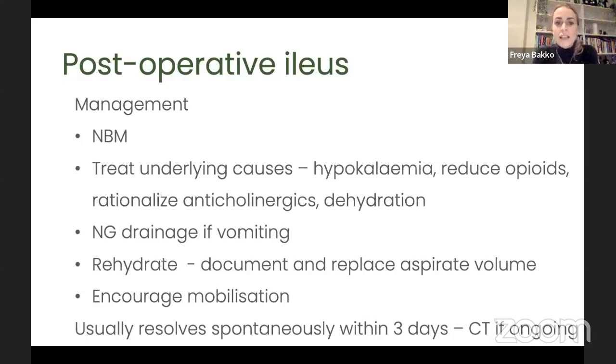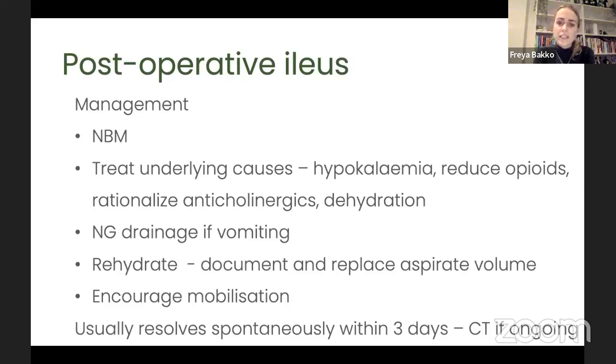Other drugs such as anticholinergics, oxybutynin, Buscopan, those sort of drugs can cause ileus. They can also cause urinary retention, and it's quite important to not just use them willy-nilly post-operatively. And if you have a patient experiencing ileus, try and rationalize these medications and see if you can hold them temporarily whilst they're experiencing their obstruction.